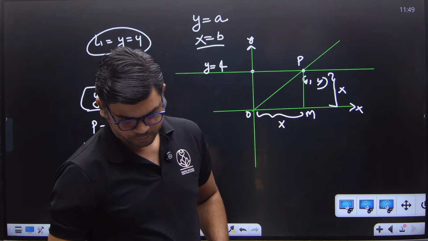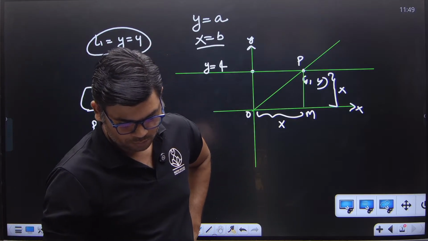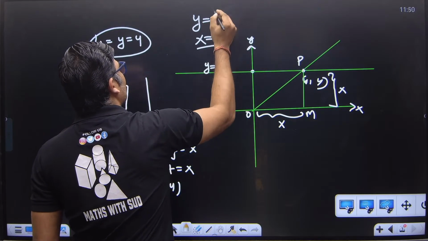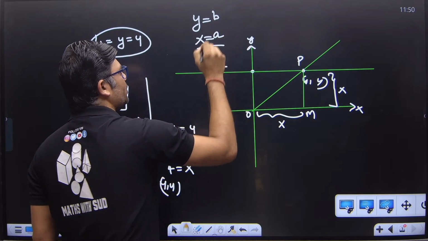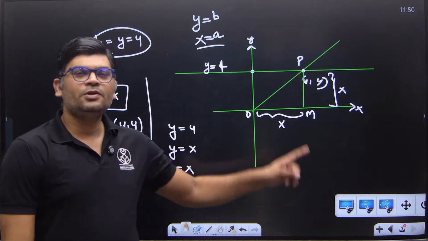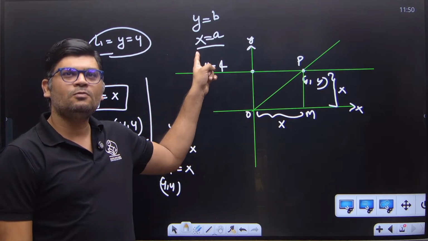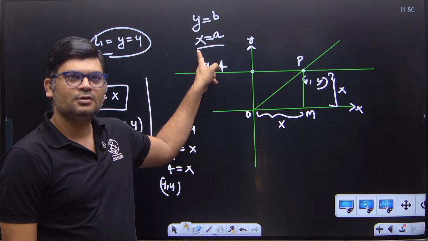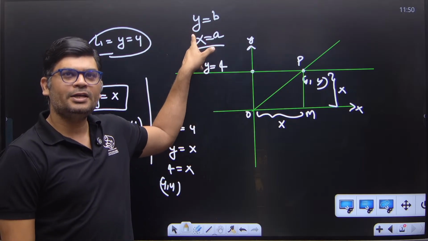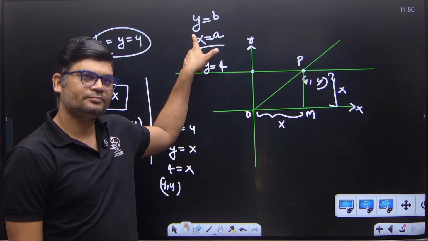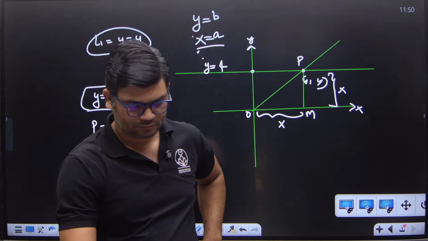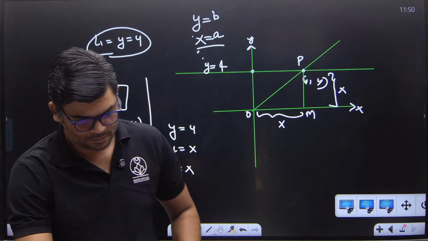Y equals a or y is equal to b. Write down y is equal to b or x equal to a. So when you are writing x means it is parallel to y-axis. When you are writing y, then it is parallel to x-axis. Got it.